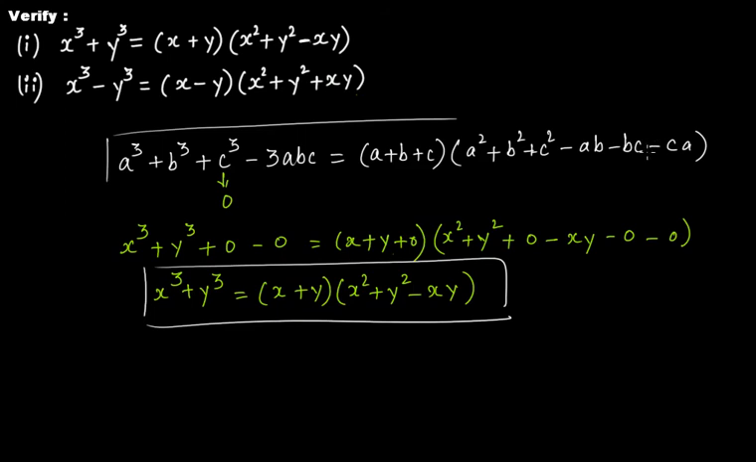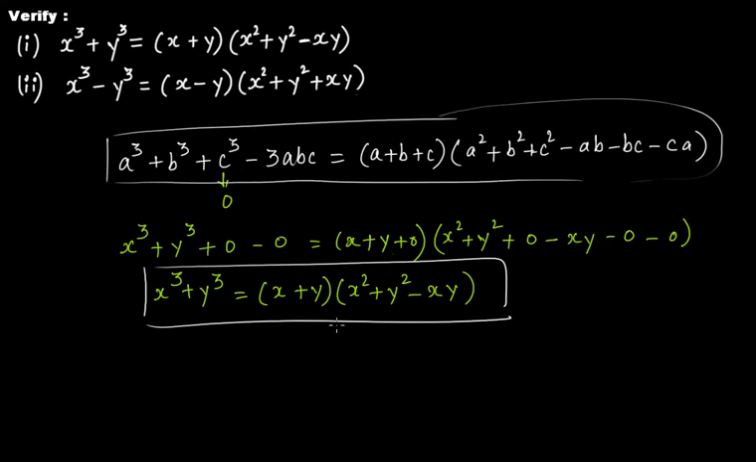The point is, variables don't matter. The pattern matters. So you can remember it in this way: if you know this identity, the only thing you have to do is put c equal to 0 and the rest you can calculate for this identity. Okay, now what about this one?